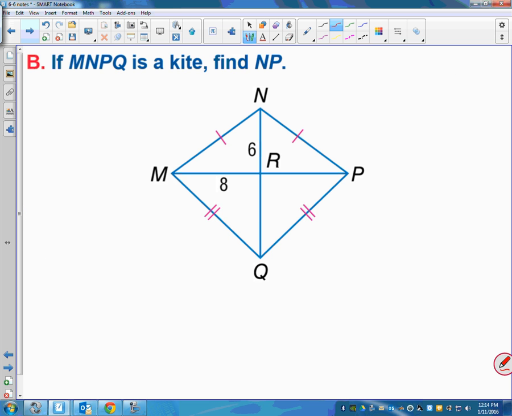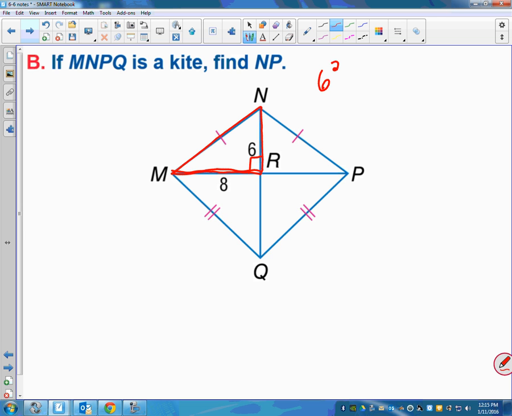If NPQ is a kite, find the measure of NE. What do we know? Yep. What do we know about the diagonals? That's going to be 90 degrees. So what do we know when we see a triangle like this? Pythagorean theorem, right? We have a lovely right triangle, and they tell us that this side is 6 and this side is 8. Can we use Pythagorean theorem to find this side? We thought we'd forgotten all about that, right?